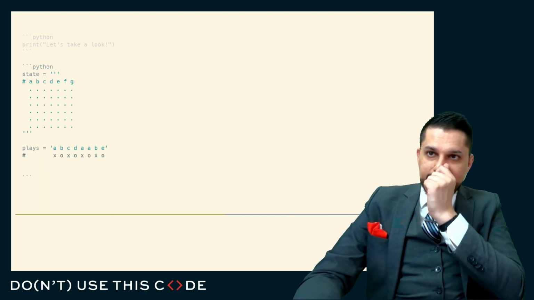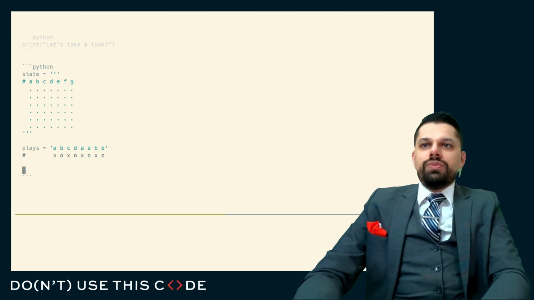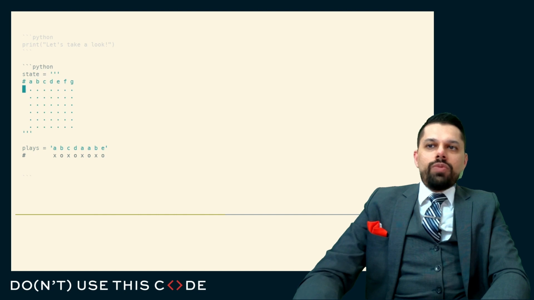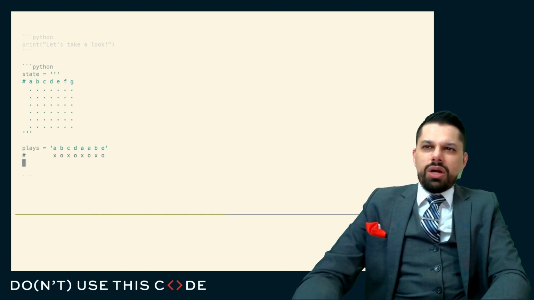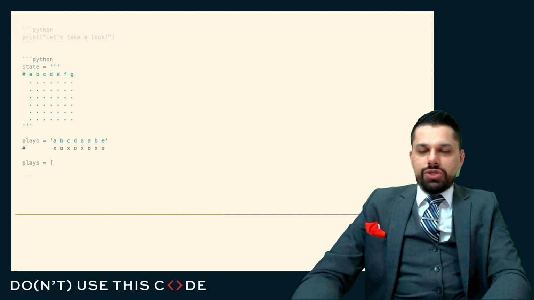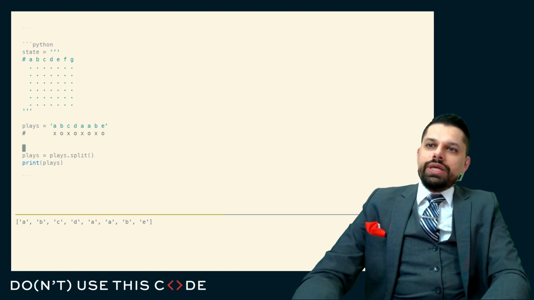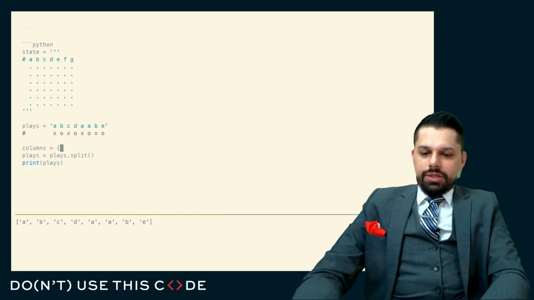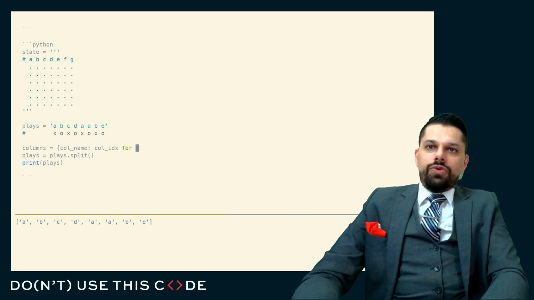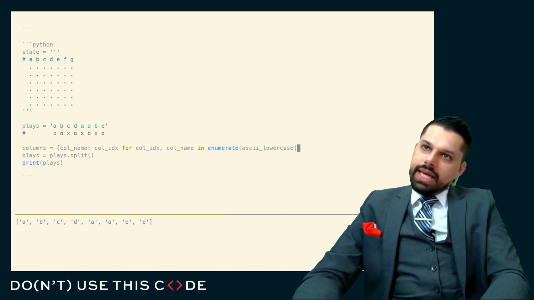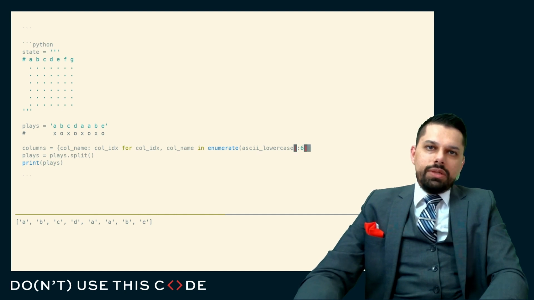So what I'm going to do is assume that I have this in the form that I want it in, and I'm going to assume that I even have the plays in the form that I want it in, although in this case, that's not a very hard transformation. This would just be plays.split. And here I need to convert those to the columns. That's pretty easy. So this is just the column name to the column index, and we'll enumerate ASCII lowercase, and we're looking at the first 7 columns.